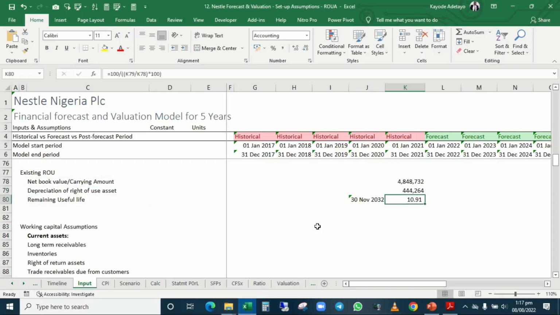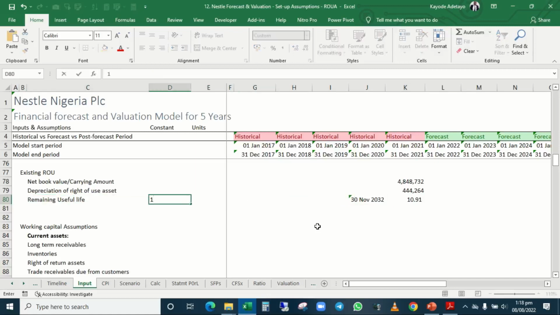So we've projected 10.91 as the remaining useful life. It is expected that these kinds of assumptions or drivers are constant over the number of years, so it is better typed into this place. So I just put 10.91 here, give it a double decimal, and I will say this is years.